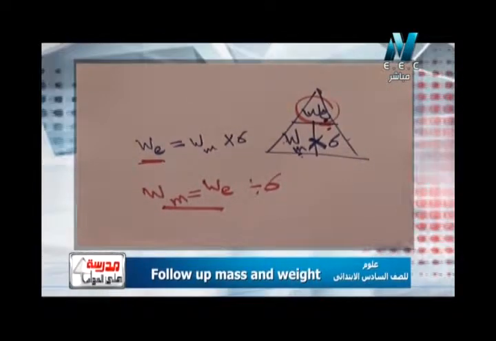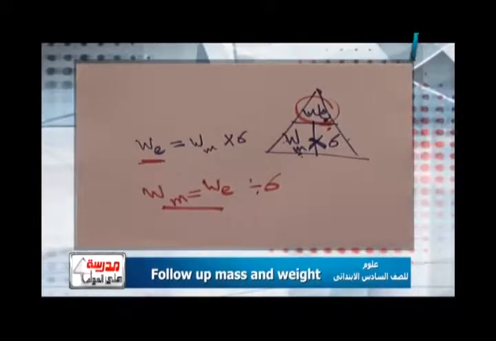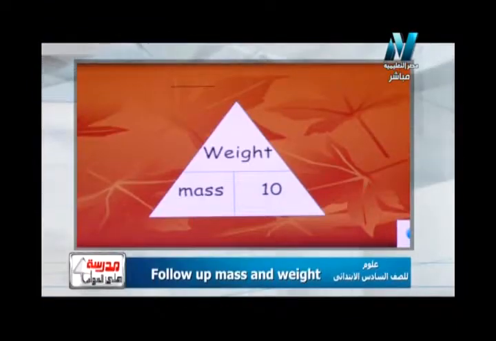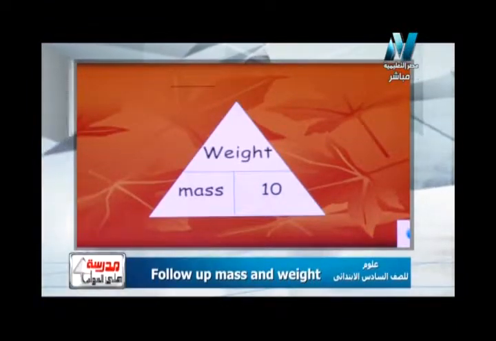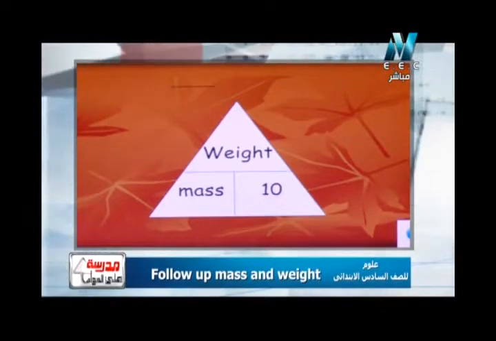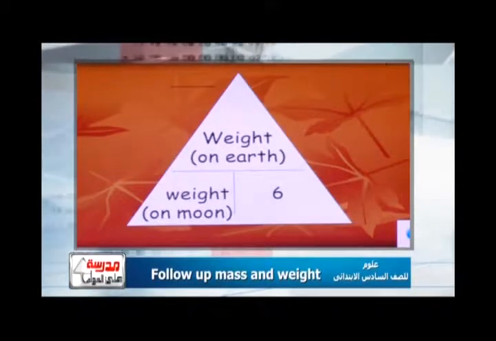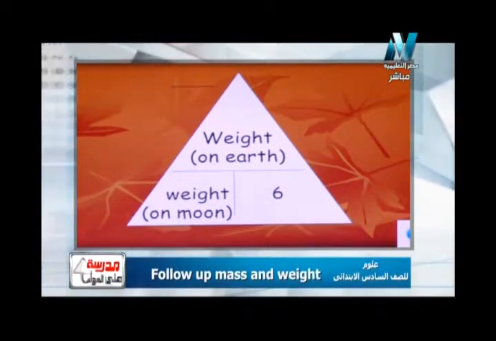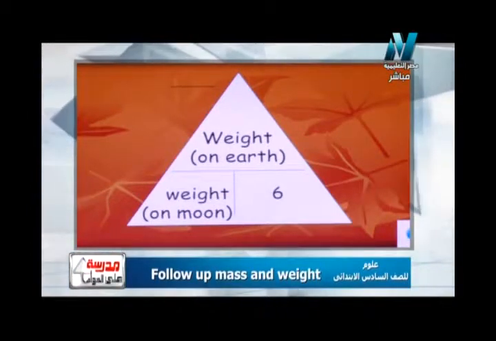So let's start how to solve a problem with these two triangles. Look here, I can summarize the two triangles. The first triangle deals with weight and mass: weight equals mass by 10, but mass equals weight divided by 10. Second triangle: weight on the earth equals weight on the moon by 6. Weight on the moon equals weight on the earth divided by 6.